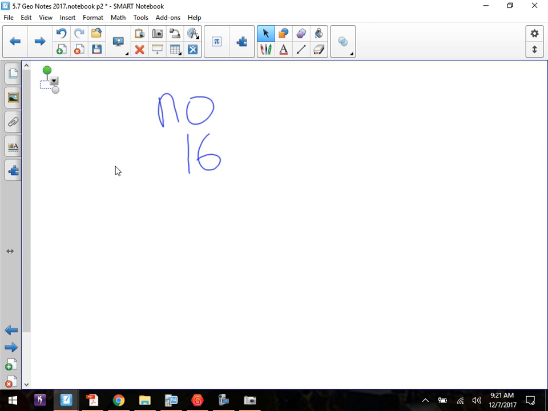Yeah, remember guys, when you're on a perpendicular bisector, you're equidistant to the endpoints of the segment. If you're on an angle bisector, you're equidistant to the sides of the angle. That's what I was talking about.